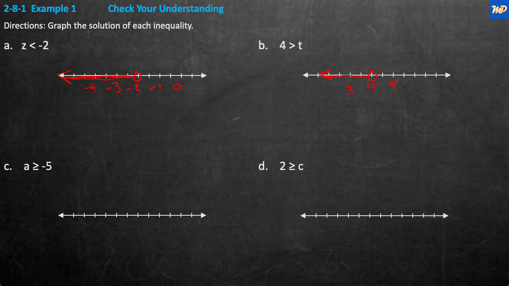Let's do C. C, the variable A is greater than or equal. So now we're going to have a dot. Then -5. So we're going to find -5. Now -5 is going right here in the middle. -4, and then this is -6 right out here, okay? So it's going to be including. So at -5, I'm going to put a dot right on the -5.